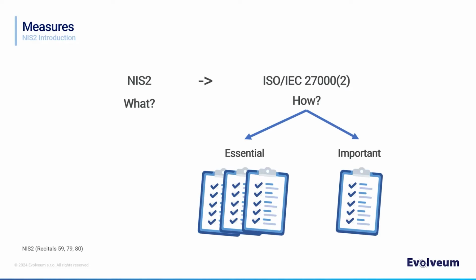For example, for important entities in the Czech Republic, there is a decree that is 12 pages long, and essential entities have a decree that is 45 pages long. So you can clearly see that essential entities will have stricter requirements to fulfill when trying to be compliant with NIS2. This is a short introduction from my side to NIS2, and I will clear the stage for Radovan. Thank you.